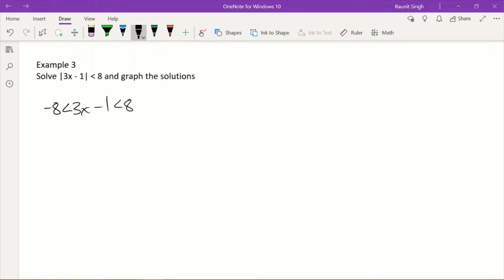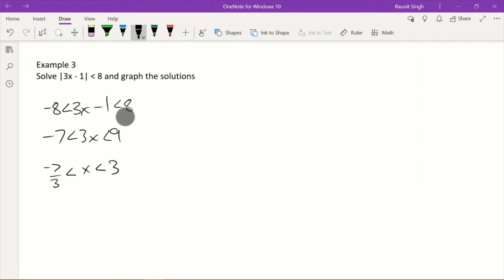So we're going to add 1 to both sides. We get negative 7 is less than 3x, which is less than 9. So then you get negative 7 over 3 is less than x, which is less than 3.